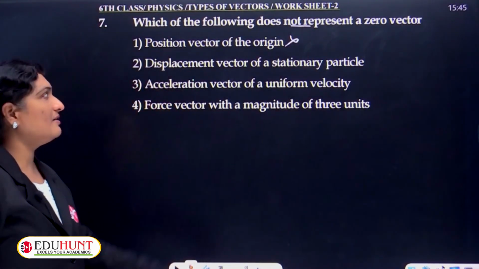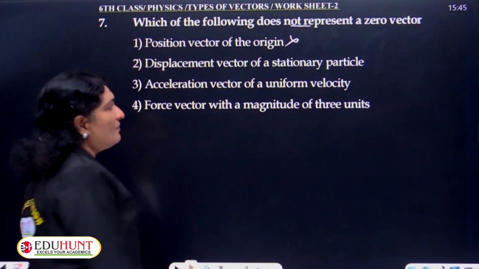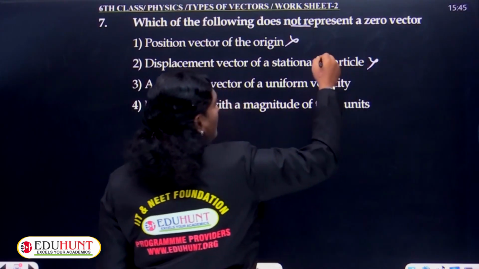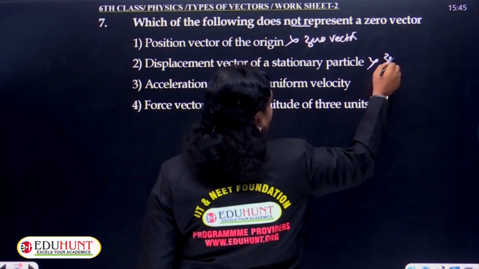Not represent a zero vector. This represents a zero vector. So, that can't go with the displacement vector of a stationary particle. It is also a zero vector. This is a zero vector. This is also a zero vector.